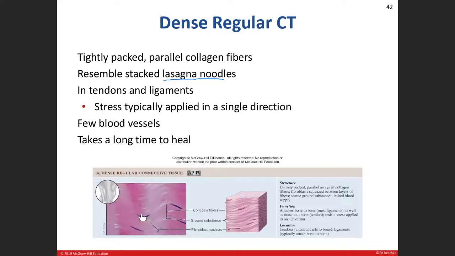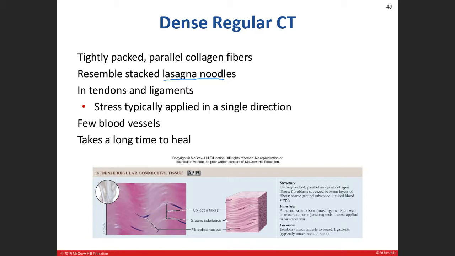So, you don't see a blood vessel in that particular sample, okay? Not to say that there isn't a blood vessel somewhere in this tissue, it's just not on the slide, okay? So we're going to see this type of connective tissue in ligaments and tendons, okay? Since it has a low blood supply, it takes a long time to heal when it gets injured.